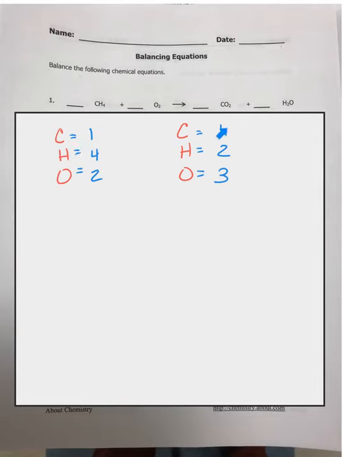Now that I have a list, I'm going to compare the number of carbons that I have on both sides. I have 1 on each side, so that's good. We have the hydrogens. I have 4 on the left, or the reactant side, and only 2 on the product side, so that's not good. And oxygens, I have 2 and 3.